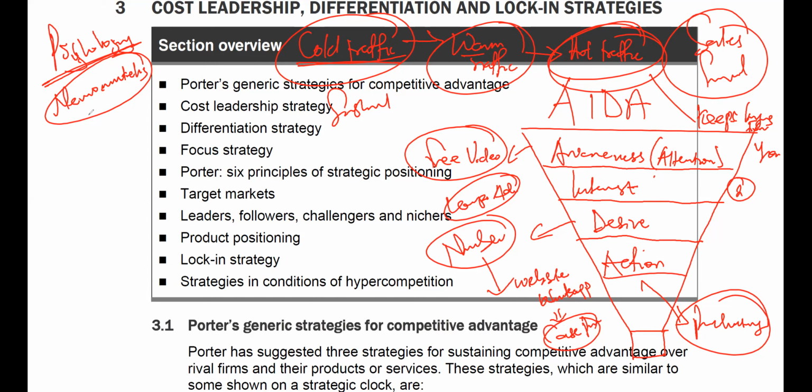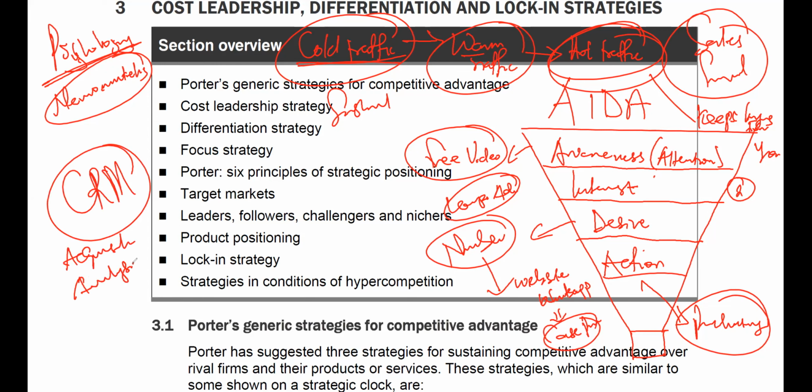Sure. Yeah. So the whole process that you are seeing here is what we call customer relationship management. So you start with client acquisition, okay? Then you analyze the client, then you retain them. Do you understand? Yes.